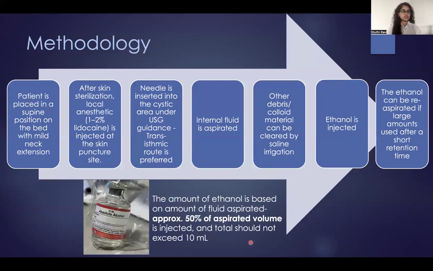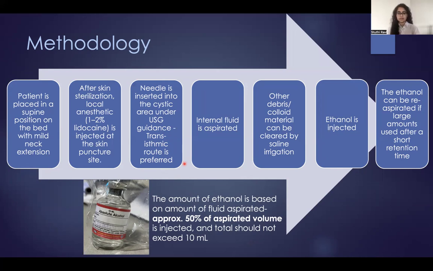So patient is positioned in supine with neck in mild extension after skin sterilization and local anesthetic. The needle is inserted into the cystic area under ultrasound guidance. A trans-isthmic route is preferred as it leads to less spillage of ethanol. The internal fluid is aspirated. Now the debris can be cleared by saline irrigation.